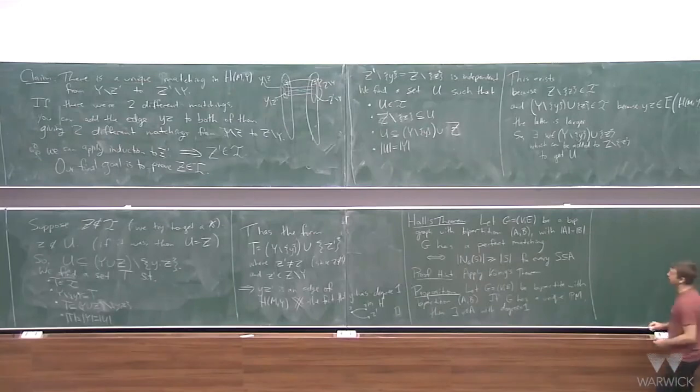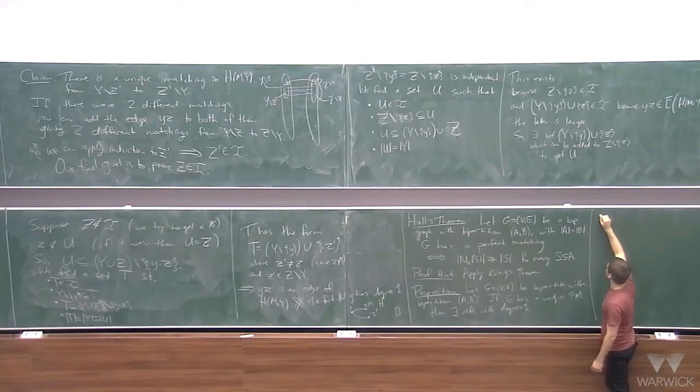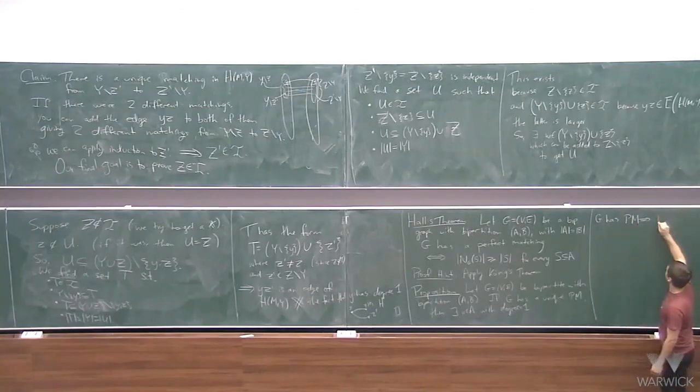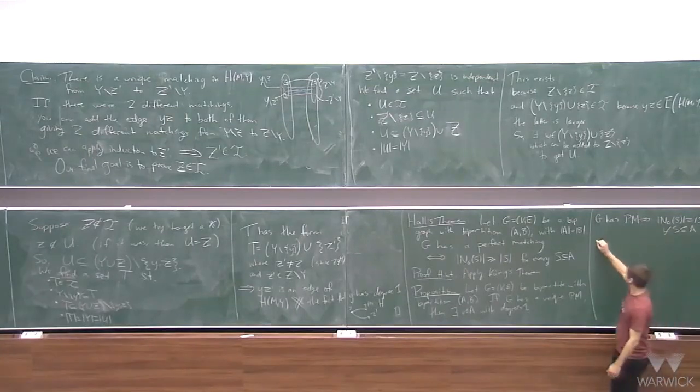So one direction is easy. If G has a perfect matching, this implies that all the neighborhoods must be large, because in particular, if you look at who each vertex got matched to, that gives you distinct elements of the neighborhood.